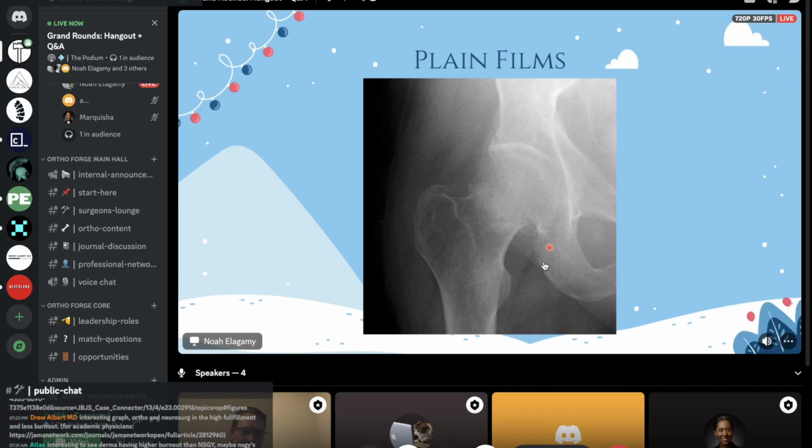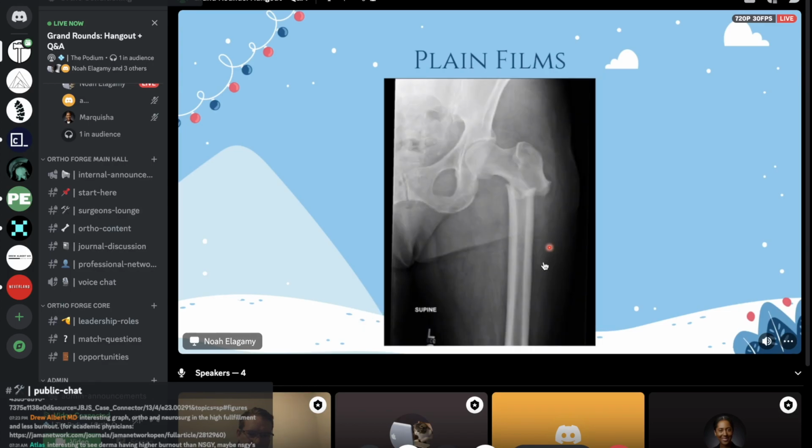But if you saw this, you'd be wanting to verify it on other views versus just calling it a displaced femoral neck immediately from this view, even though it likely is. I think this is our last one.